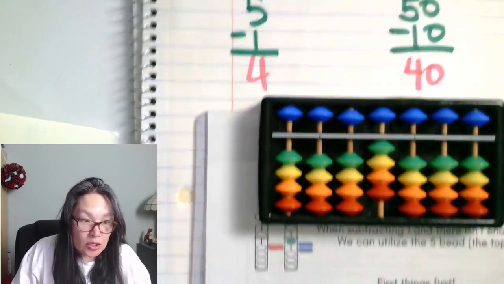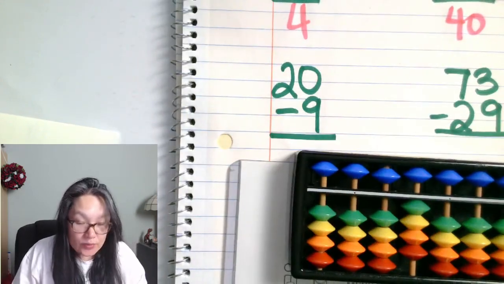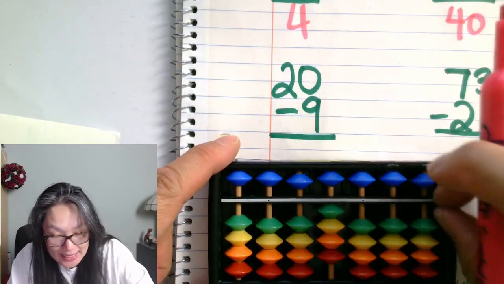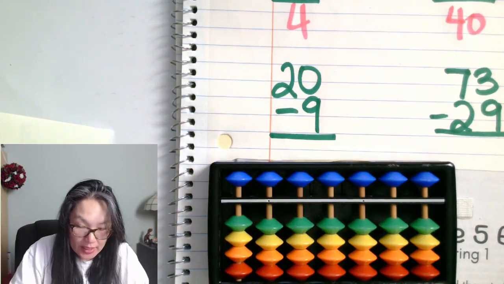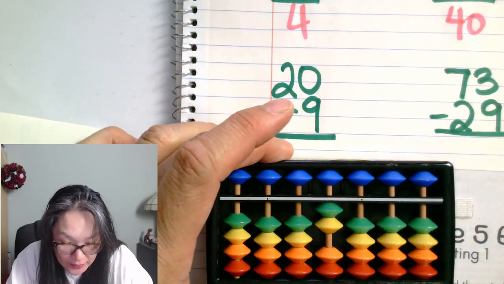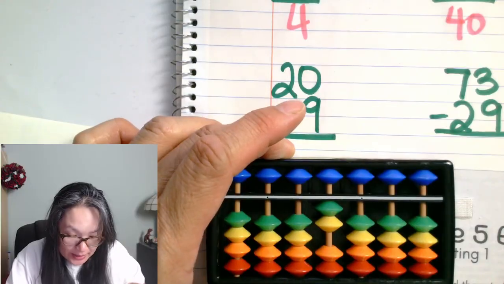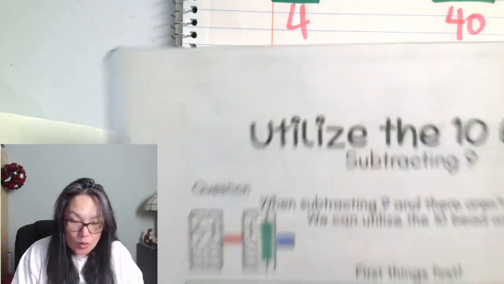All right. So let's do another one. We're going to do this one: 20 minus 9. Now what does that mean, right? I have 20 on the abacus. I want to minus the 9. Cannot minus the 9. Well, what do?